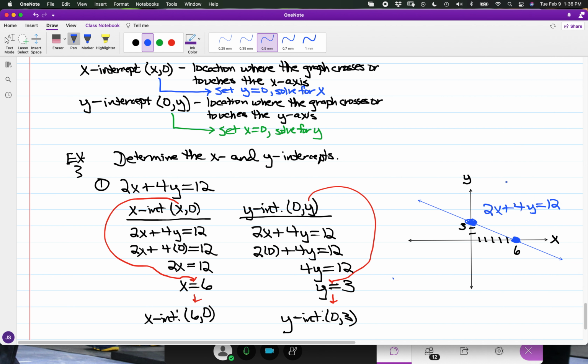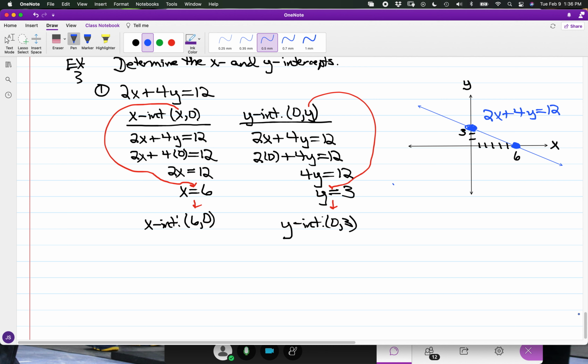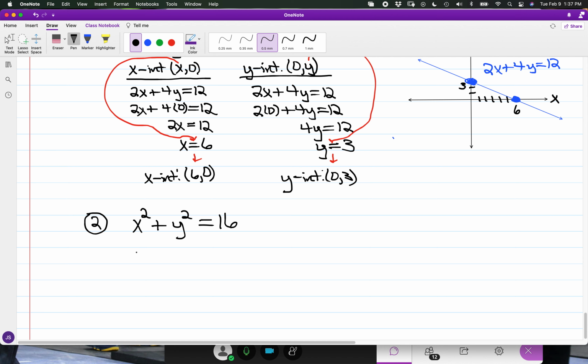Now, this fundamental set of fundamentals for determining x and y-intercepts can apply to linear equations as well as nonlinear equations. In fact, say we have a nonlinear equation, something like x squared plus y squared is equal to 16. Now I'm looking for the x and the y-intercepts.